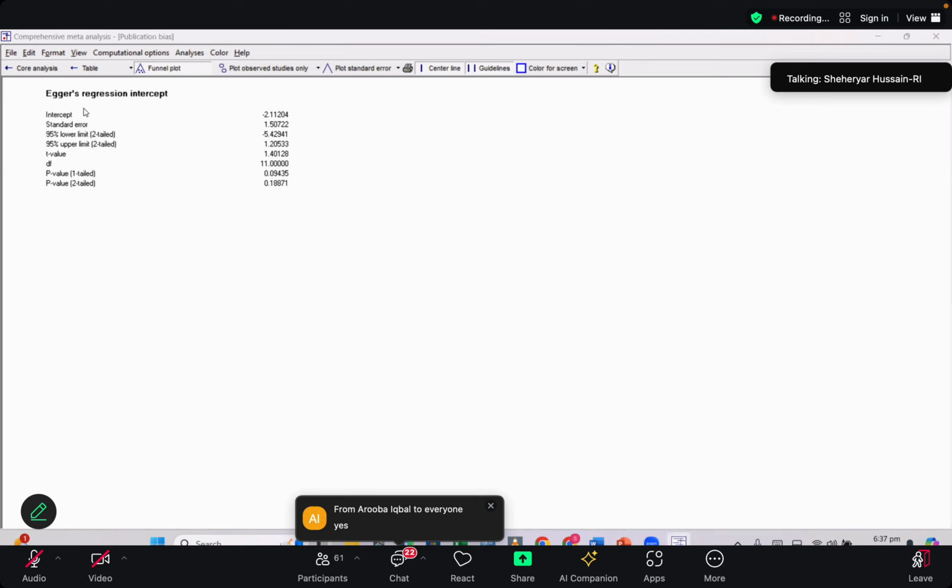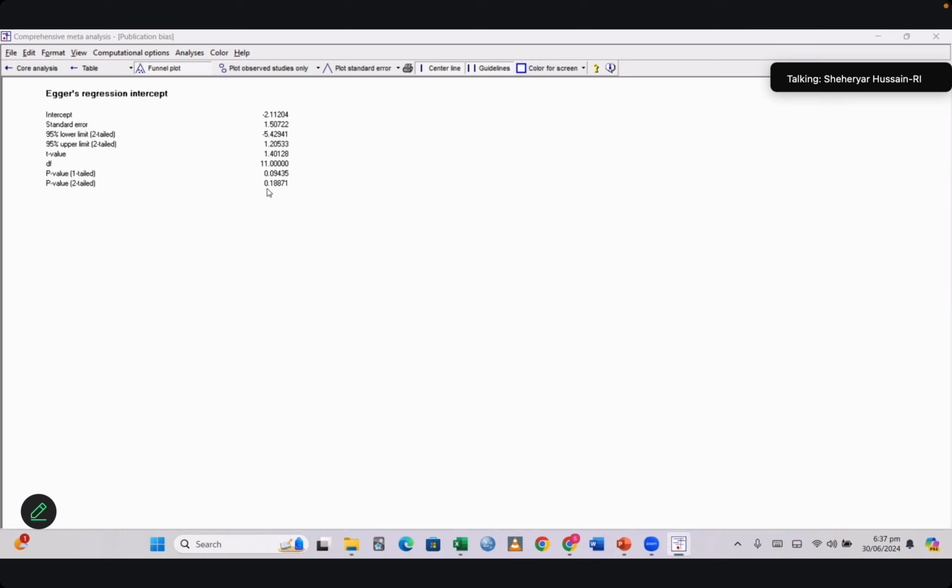So this is what Egger's regression tells you, that if your study has significant publication bias, then this p-value will be less than 0.05. If it is greater than 0.05, like in this scenario, when the p-value is 0.18, you will mention it in your manuscript that you conducted it to assess the publication bias. Author 1 and author 2 conducted Egger's regression test, and the p-value was found out to be 0.18, which basically shows non-significant publication bias. That's it.